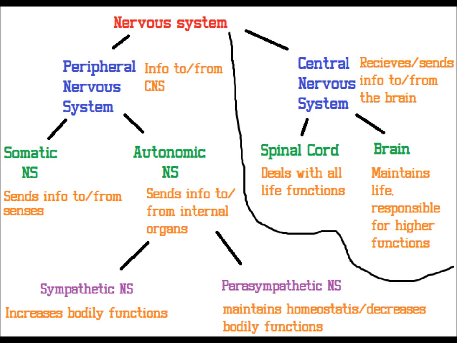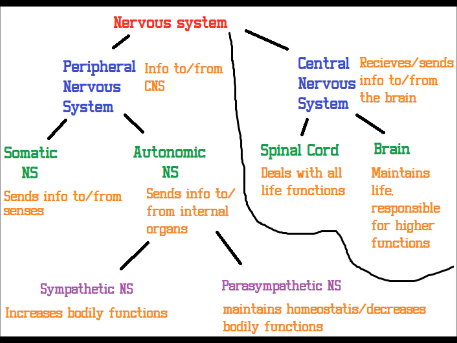Divisions of the nervous system. The nervous system is split into two main pathways. First of all is the central nervous system, which receives and sends information to and from the brain. This is also split up into two, the spinal cord and the brain. The spinal cord deals with all life functions, while the brain maintains life and is responsible for higher functions, such as thinking.